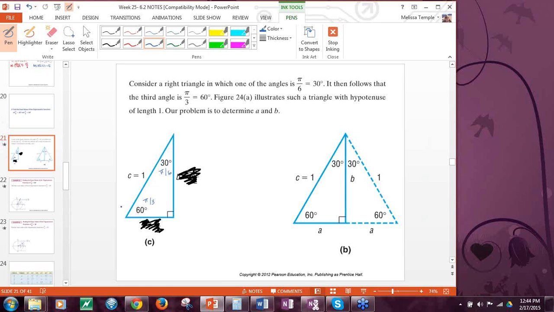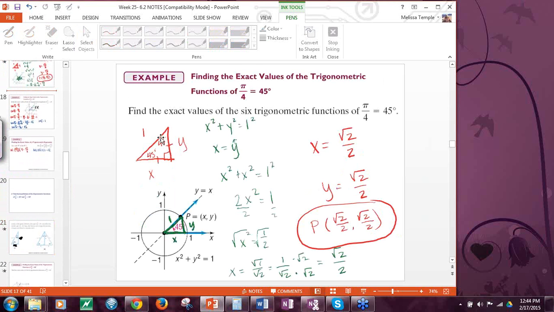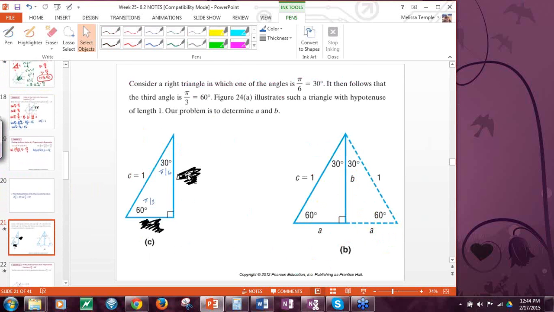So notice here I've set up a right triangle, just like I did back here with my 45, 45, 90. Set up a right triangle and used it to solve for my x and my y. Same thing here. I've set up a right triangle, and my hypotenuse again is 1 because that's the radius of the circle. Envision there's a big circle that goes around like this, and here's my origin with a radius of 1. Okay, that's what this triangle is representing.